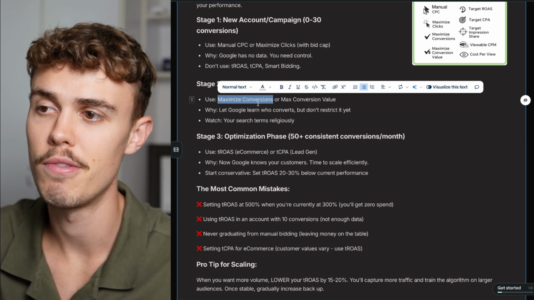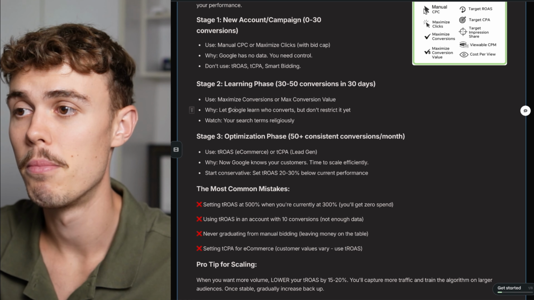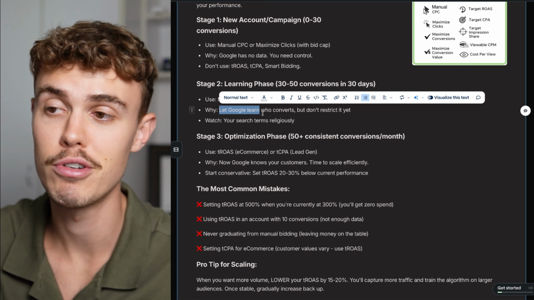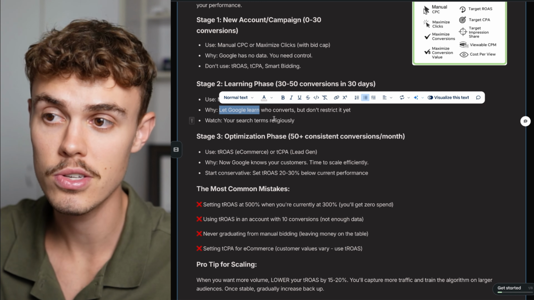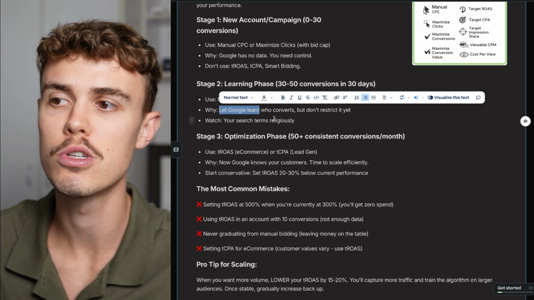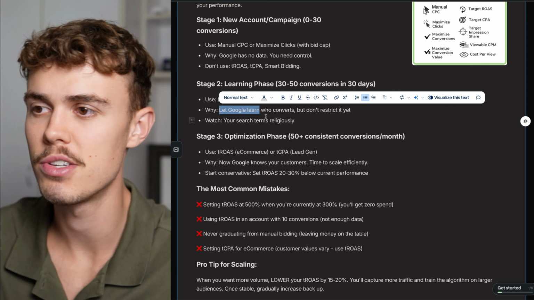So maximize conversions if you are lead gen or service-based, and maximize conversion value if you're e-com. What this lets Google do is explore for itself, leverage the algorithm and identify who converts, but you're not restricting it yet. You're not putting certain targets on. You're giving it room and freedom to explore and optimize the conversion-based bidding strategies.